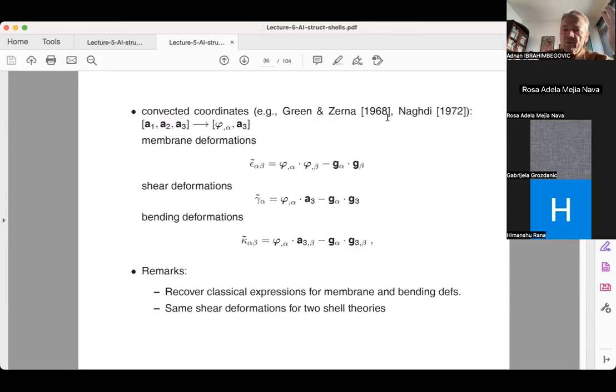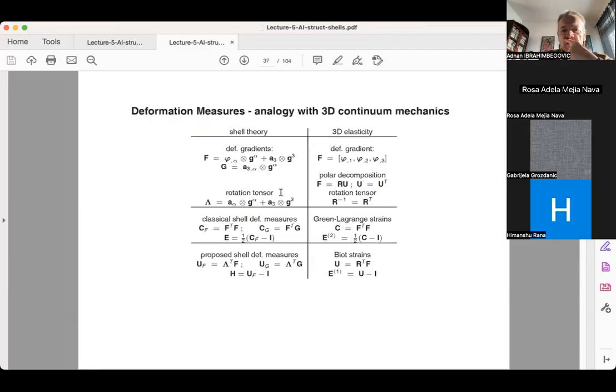You have books on Green and Zerna, which is one reference, and then there's this handbook, the physics books, Naghdi. They actually do membrane deformations, the difference between the first fundamental form, and bending deformation, the difference between the second fundamental form. You see, they are not the same. In fact, you can compare the difference in the type of shell theory that we've done here.